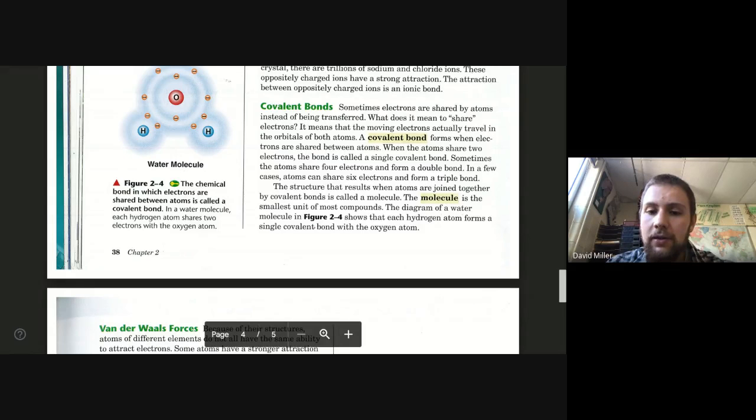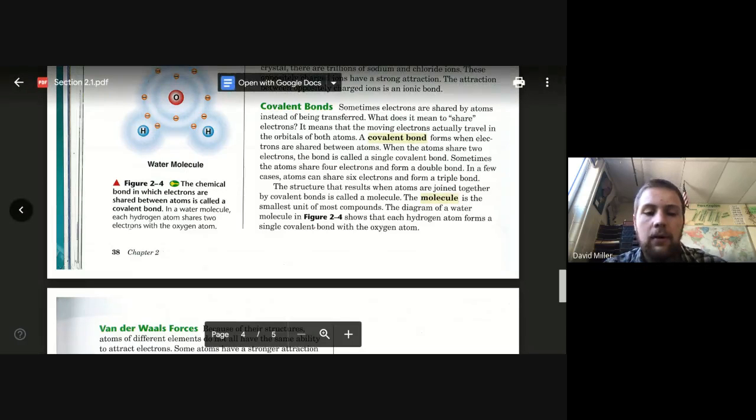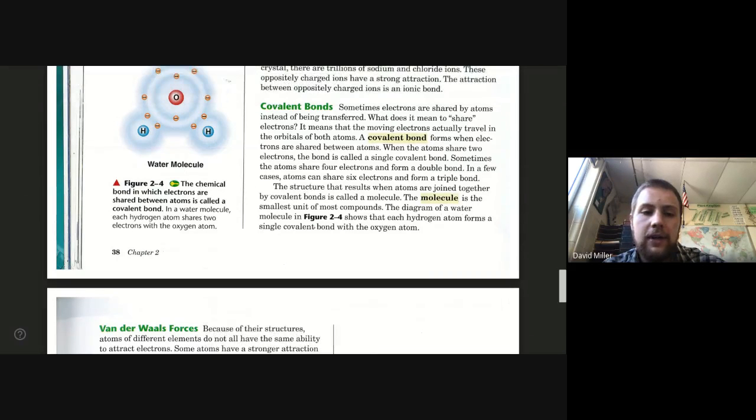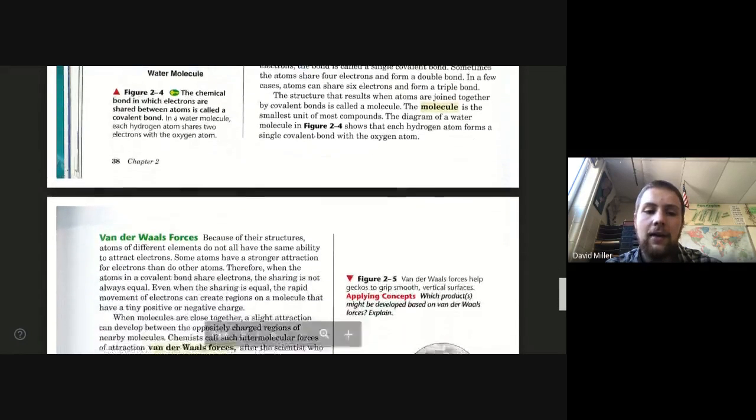The structure that results when atoms are joined together by covalent bonds is called a molecule. The molecule is the smallest unit of most compounds. The diagram of a water molecule in figure 2.4 shows that each hydrogen atom forms a single covalent bond with the oxygen atom. Figure 2.4. The chemical bond in which electrons are shared between atoms is called a covalent bond. In a water molecule, each hydrogen atom shares two electrons with the oxygen atom.